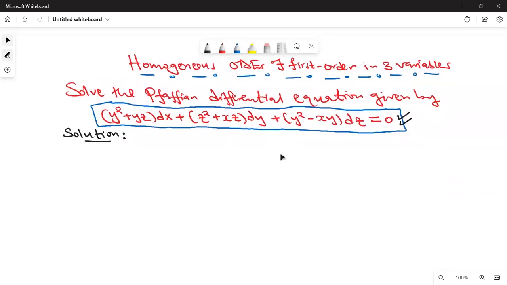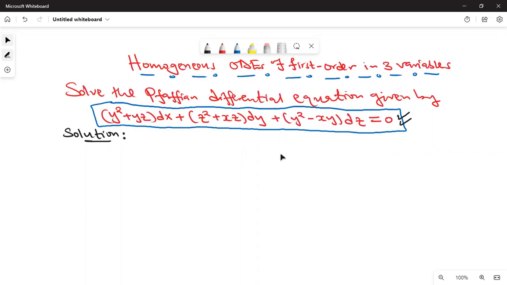Now, for us to be able to solve this, remember, there are 5 methods of solving Pfaffian differential equations. The first one is when you have all the variables separable, you simply integrate directly to get the general solution. Another method, when you have one variable separable, there's a way to solve that. Another one is regrouping. Another method is the homogeneous method, where you make certain substitutions. And the last method is Natani's method.